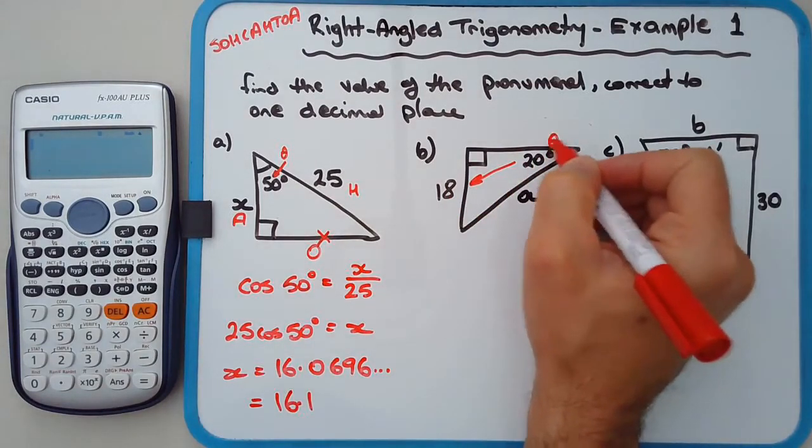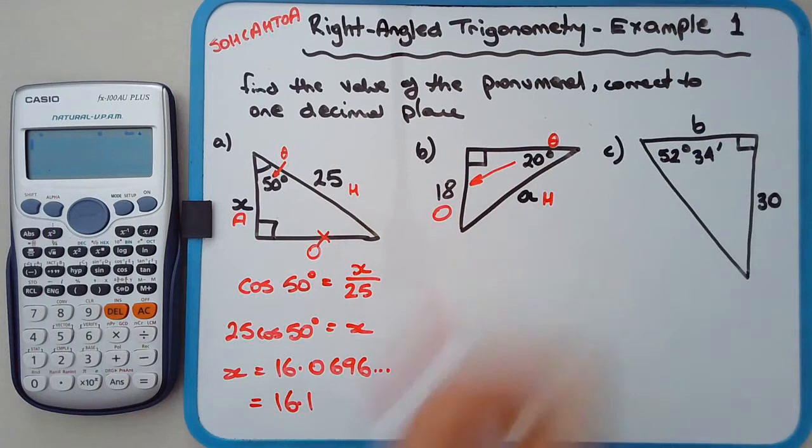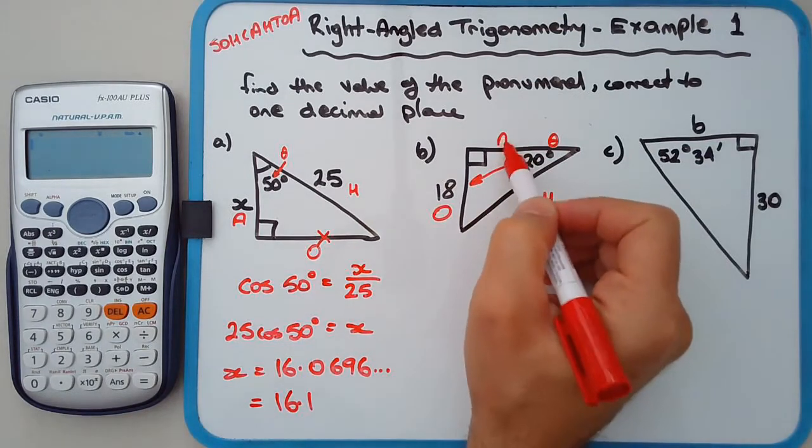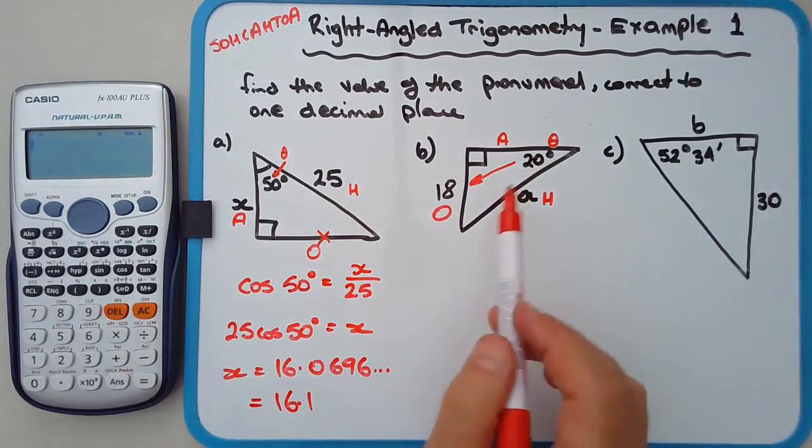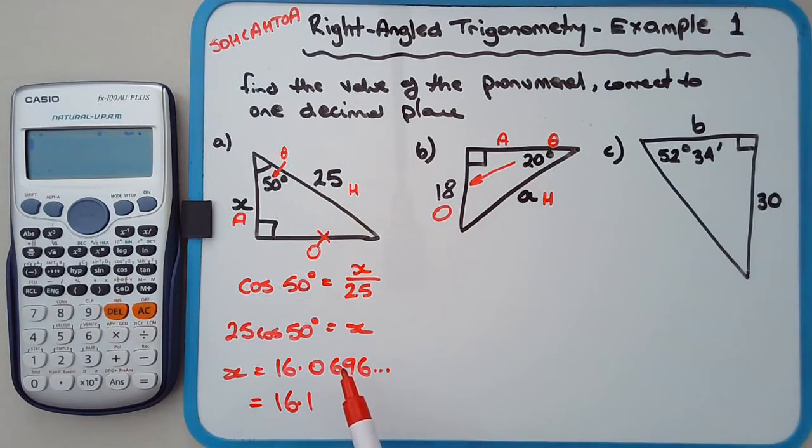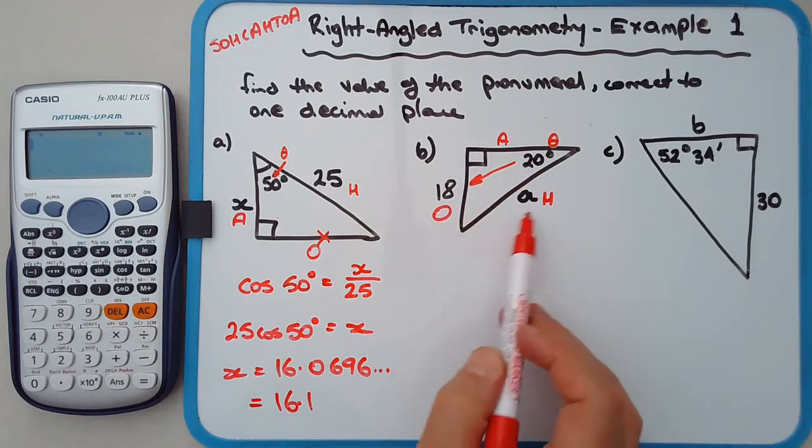Oh, that's our theta there, by the way. Let's label that. This is our opposite side. This is our adjacent, the one closest to theta, so we're not going to involve that at all because there's nothing there that we really need to find. We want to find the H.